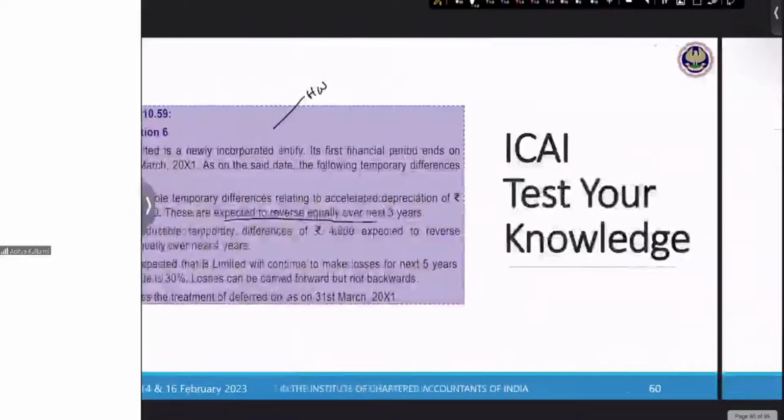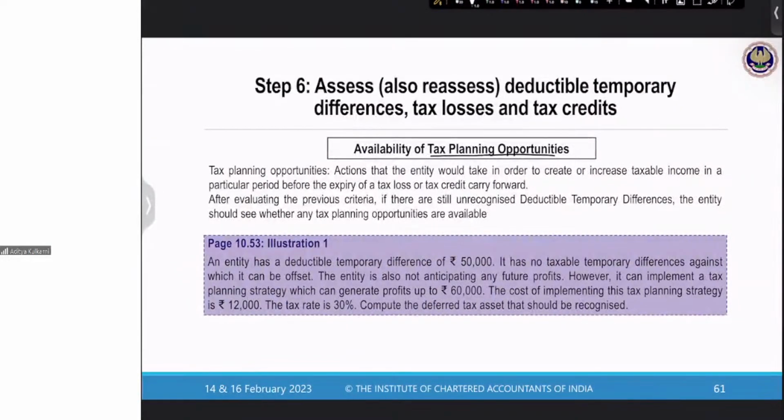So what all am I going to look at? First, if I have to recognize a deductible temporary difference, I will check whether there is a taxable difference whose reversal pattern matches the deductible difference. If yes, go ahead and recognize, number one. Second, you will check whether the probability of taxable profits in the future is there. If it is there, go ahead and recognize. Third, you will check whether there is a tax planning opportunity available in the future.